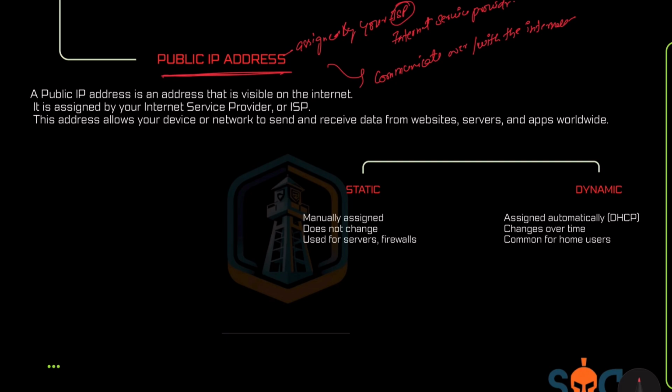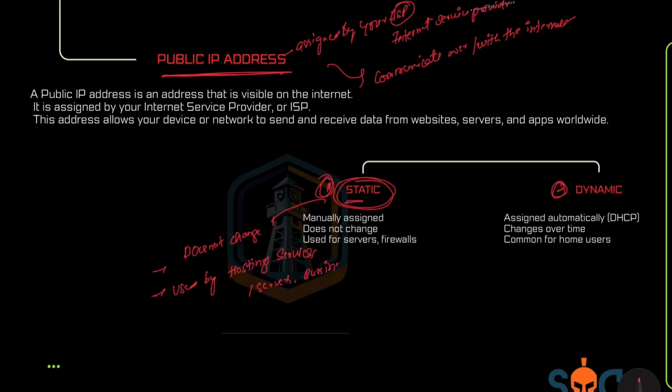Okay, so public IP addresses are again divided into two types, that is static, and the second one is dynamic. Static means it does not change. It is basically used by hosting services, servers, businesses. Okay, and compared to dynamic, these are more expensive.